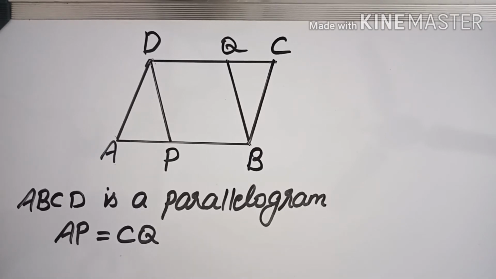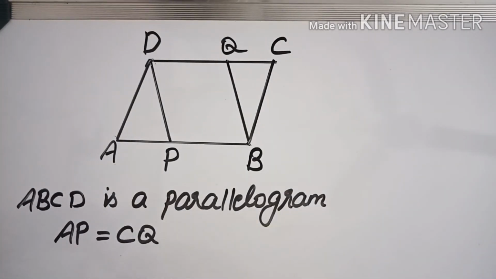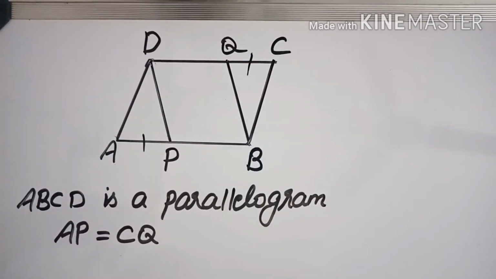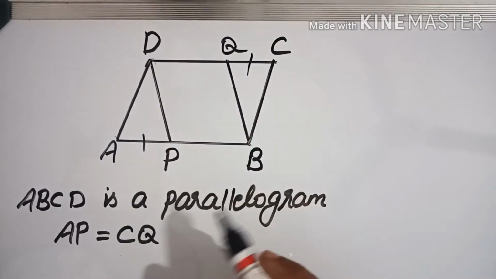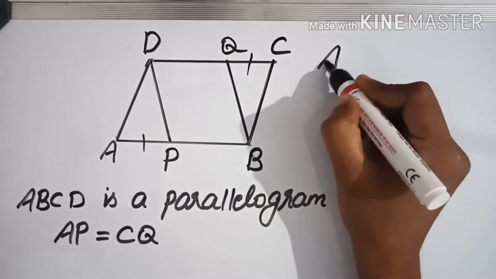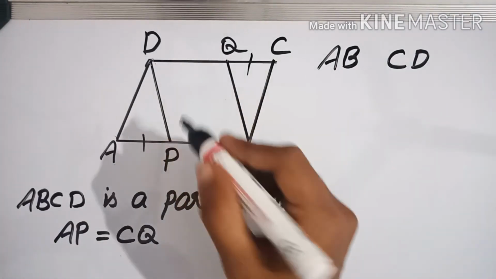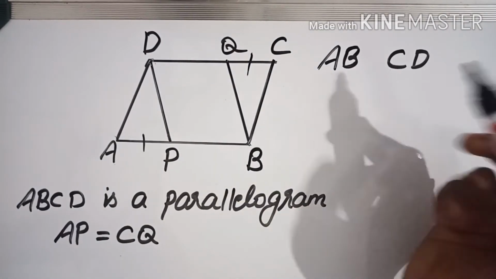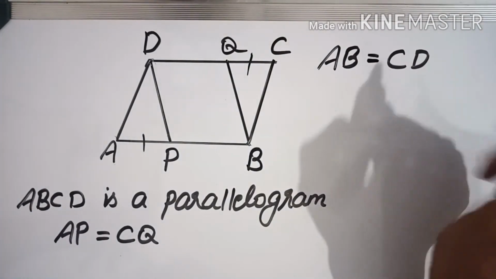Okay, ABCD. This is a parallelogram and it is given that AP equal to CQ. These two portions are equal. That also given. Now ABCD is a parallelogram means what we can say about the opposite sides? Opposite side means AB and CD. ABCD is a parallelogram. Parallelogram means opposite sides will be equal and parallel. So here AB and CD will be equal and they are parallel also.